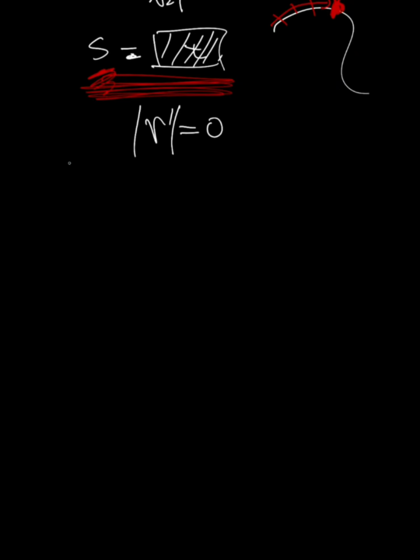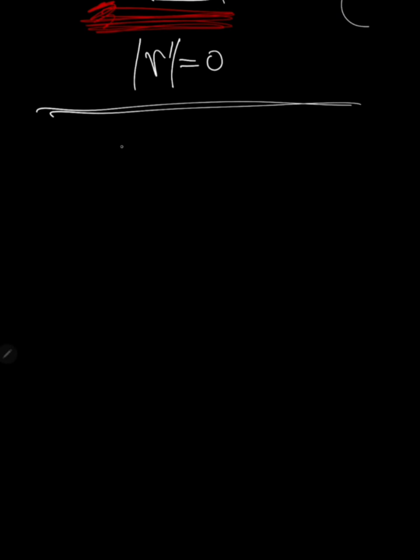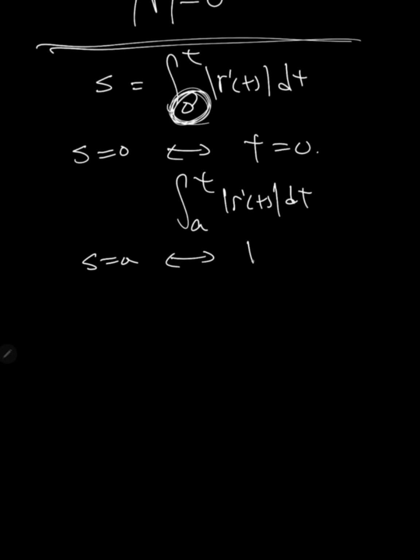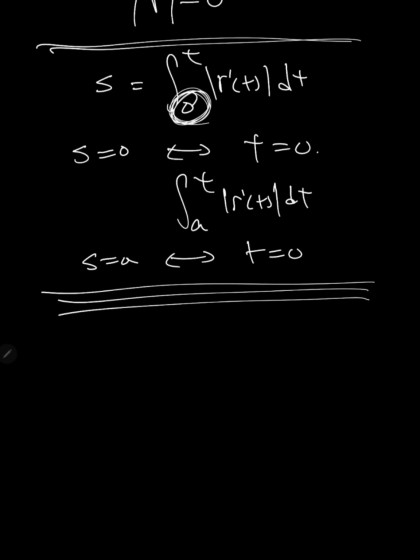By the way, let me emphasize again, in my example above, I looked at s equals the integral from 0 to t of |r prime of t| dt. I decided to start at 0 so that when s is equal to 0, that corresponds to t equals 0. But if I wanted to shift my position a little bit along the curve, I could start the integral at a instead. Then when s is equal to 0, I get t equals a. So that shifts along the curve if I want to shift my time a little bit. There's nothing too fancy going on there.